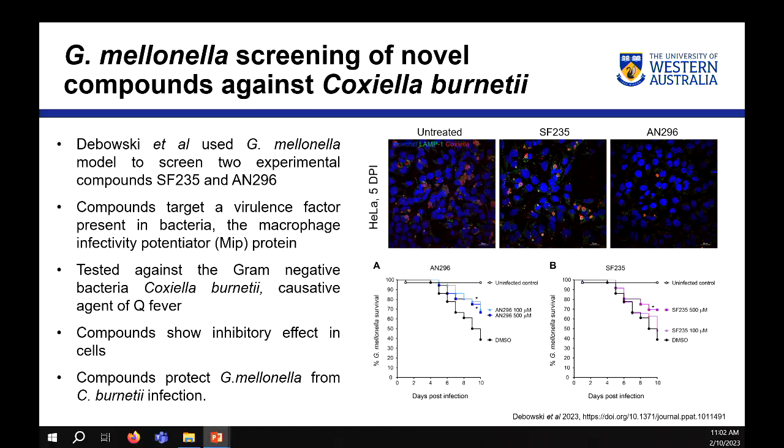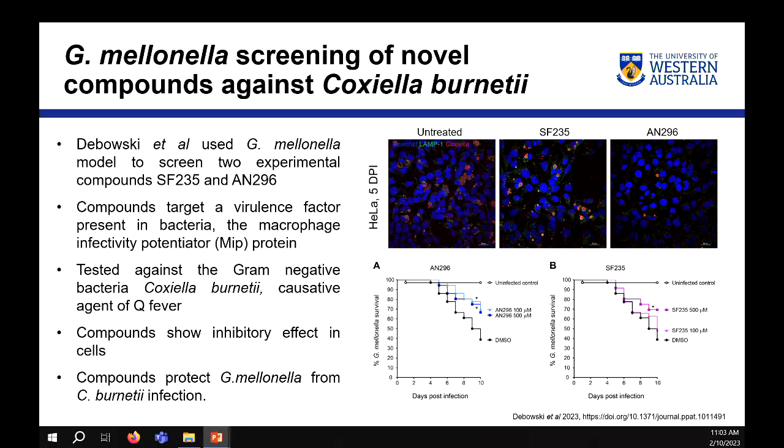So I'm going to tell you a bit about the work that we've been doing on Galeria. My postdoc, Alex, used the Galeria mellonella to screen two experimental compounds that we've been working on, SF235 and AN296. And these compounds target a virulence factor that we've identified that's present in a number of different bacteria. The main ones that we've been working on are Coxiella burnetii and Burkholderia pseudomallei, and it's called the macrophage infectivity potentiator, the MIP protein.